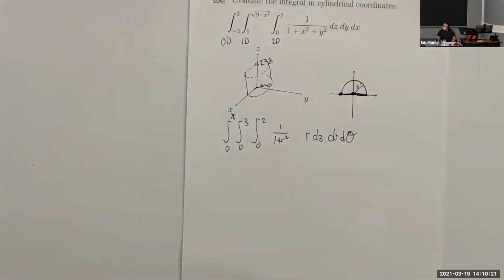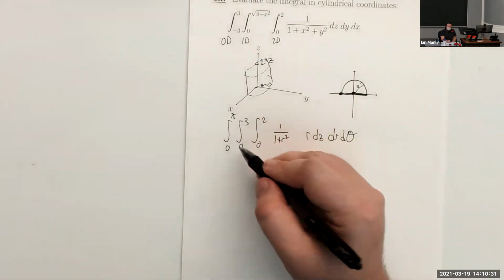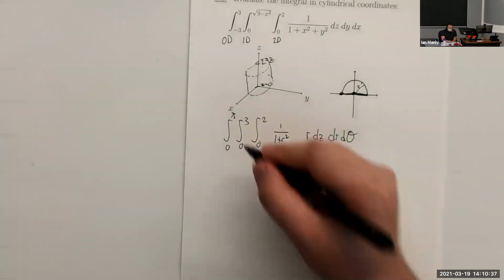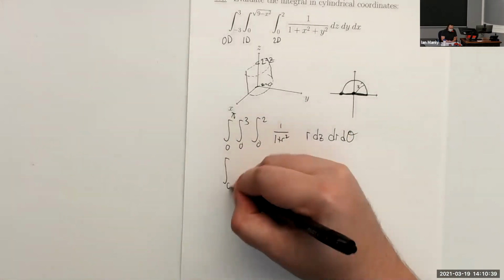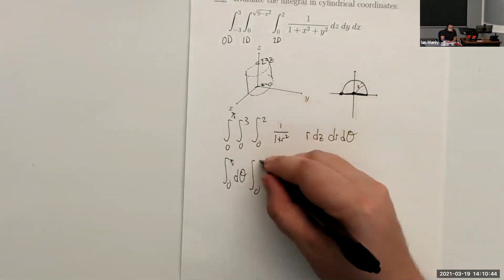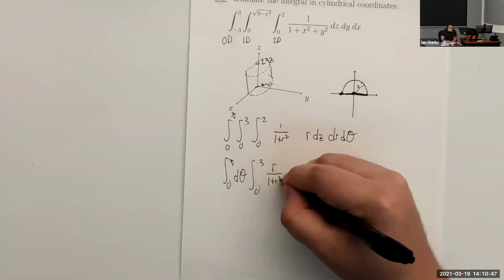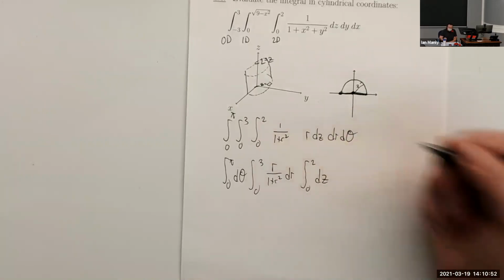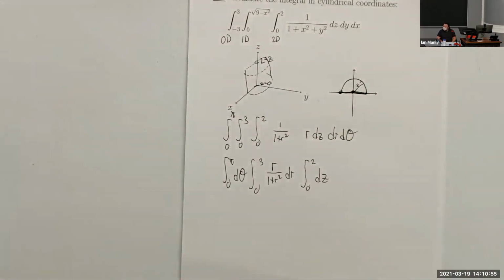So this is what we're doing in cylindrical coordinates here. And this is going to be an easier integral to do. Now for this one, since I have constant bounds for all of my integrals, I could split this up into a multiplication of 3 different things. So I could rewrite this integral as the integral from 0 to pi d theta, the integral from 0 to 3 of r/(1 + r²) dr, and then the integral from 0 to 2 dz right here. So there's our nice multiplication trick at work here.